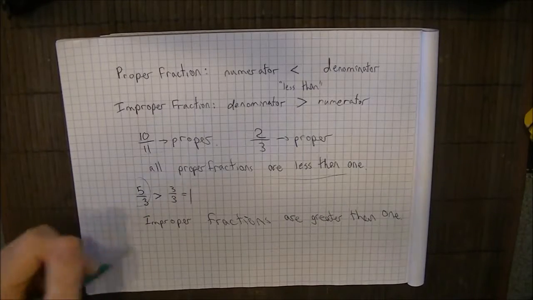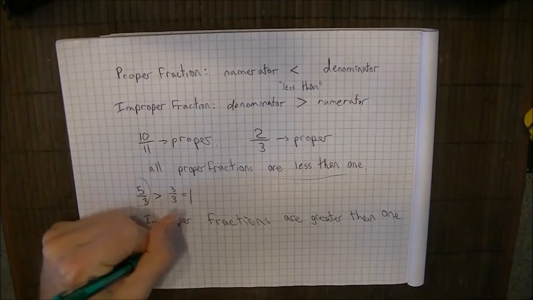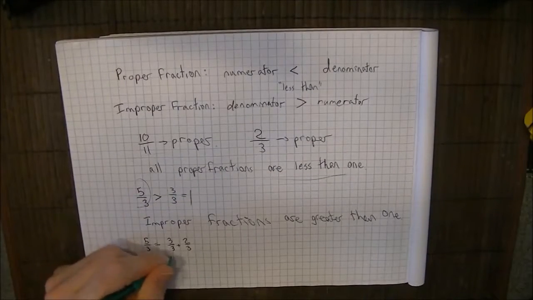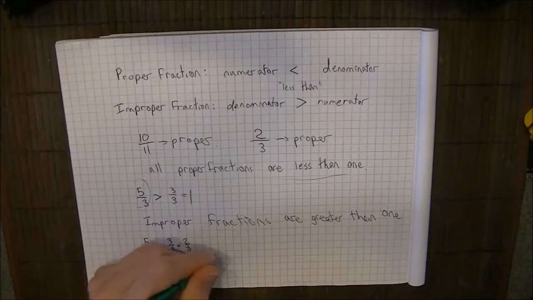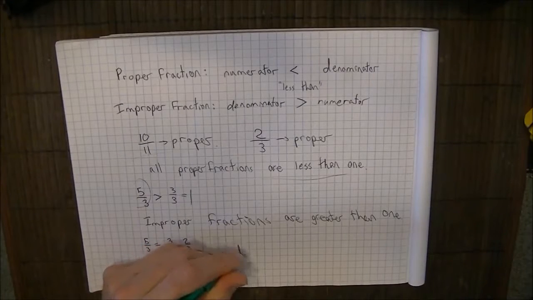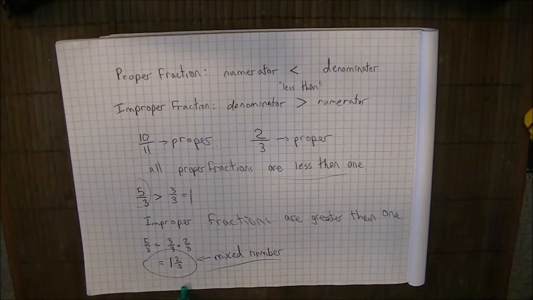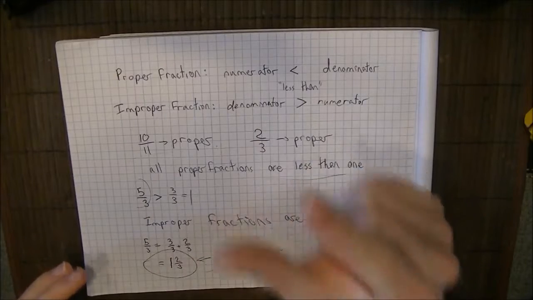So in this case, 5 thirds, that's the same as saying 3 thirds plus 2 thirds, right? So this is just saying 1 and 2 thirds. This is called a mixed number. It's called a mixed number because it's part whole number and part fraction. And in a proper mixed number, the fractional part will always be a proper fraction, because we're always just saying, here's the nearest whole number and then the little fractional part that's left over.